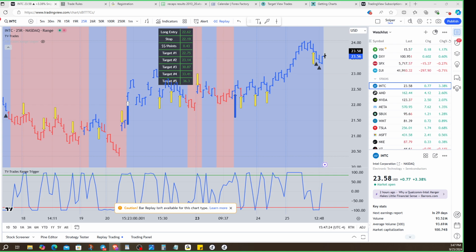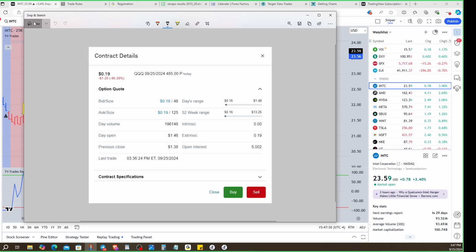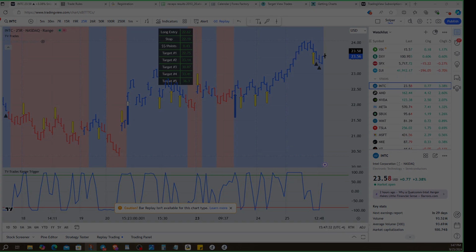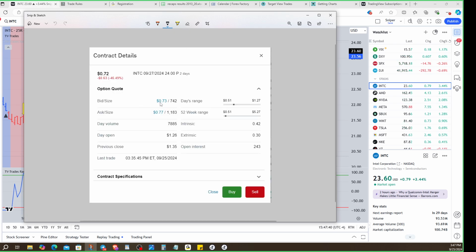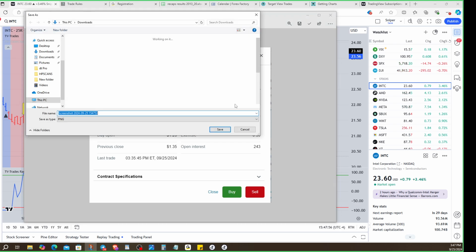Okay, and so this is what the 24s look like right now. Right now there's 73 by 74. The day's range was 50 by 127, and I'm gonna save this and we can look at it again on Friday. All right, let me just hit save on this and do the Intel 73s.